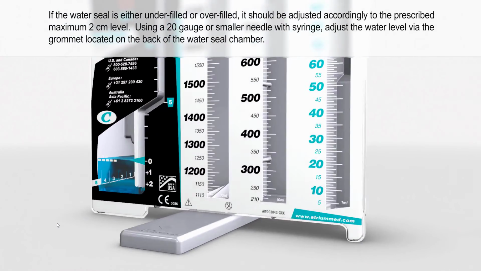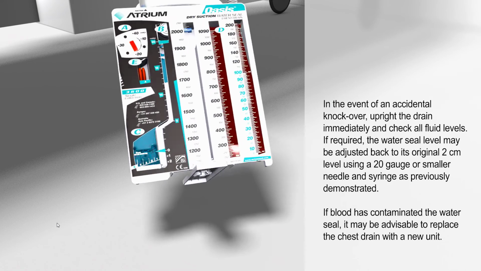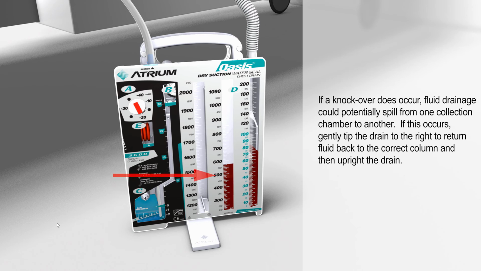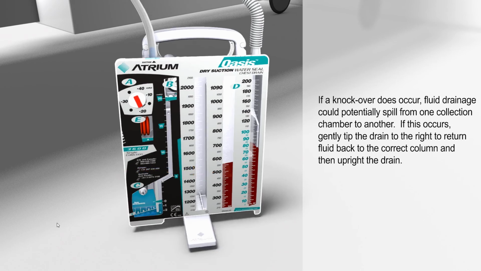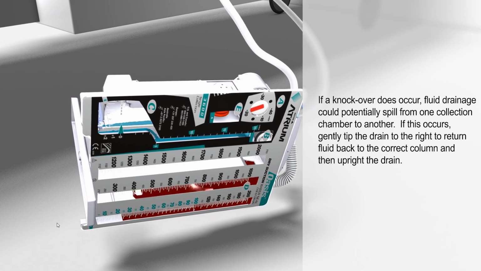In the event of an accidental knockover, upright the drain and check all the fluid levels. If you need to add sterile water to get to the 2 centimeter mark, you can do so via the grommet. If blood has contaminated the water seal, it may be advisable to replace the chest drain with a new unit. If you notice drainage has gone into other columns in the collection system, you can tip the drainage system to the right as shown and redistribute the fluid collected into the appropriate drainage column.